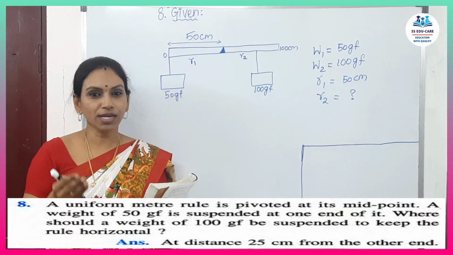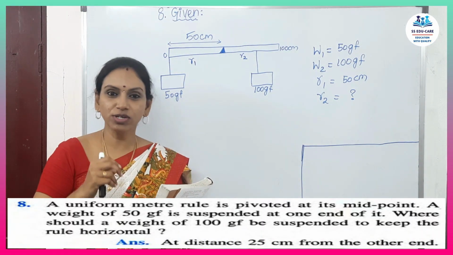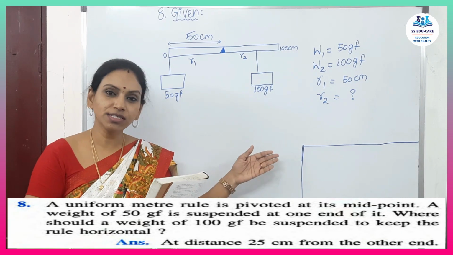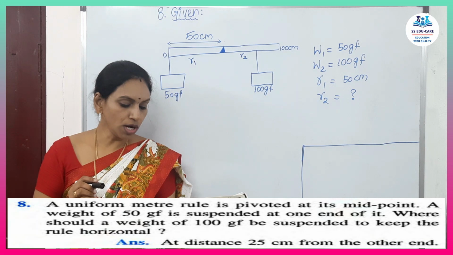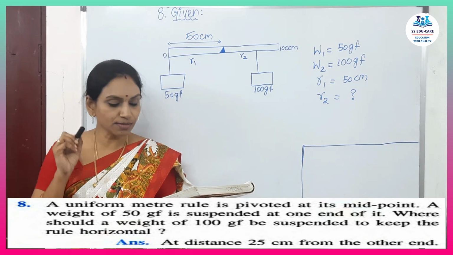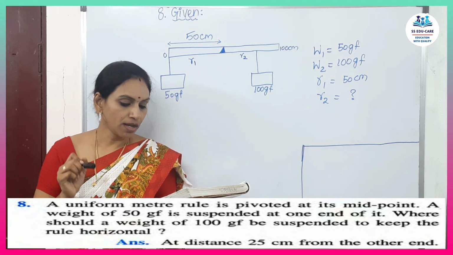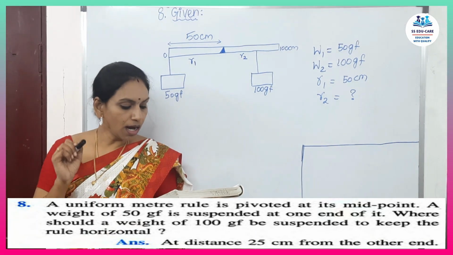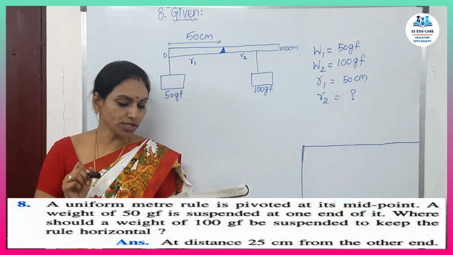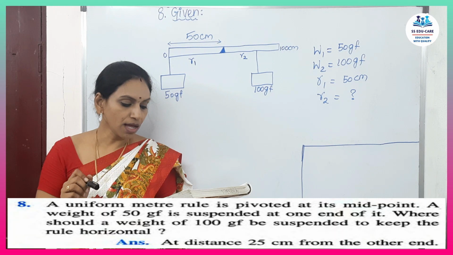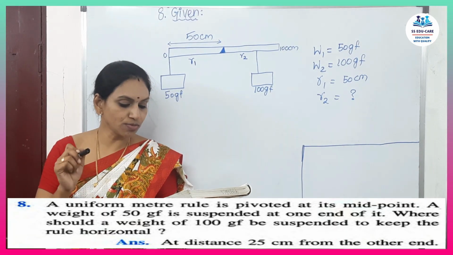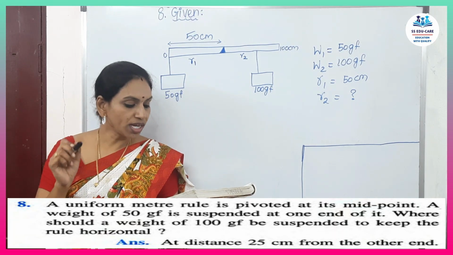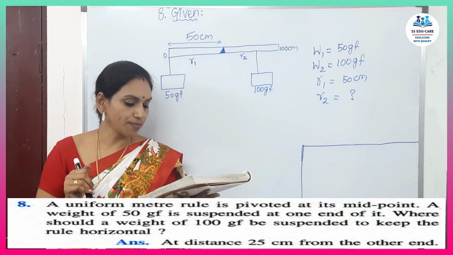Next is numerical number 8. Let me read out the question for you. The question is displayed here. A uniform meter rule is pivoted at its midpoint A. A weight of 50 gram force is suspended at one end. Where should a weight of 100 gram force be suspended to keep the rule horizontal?